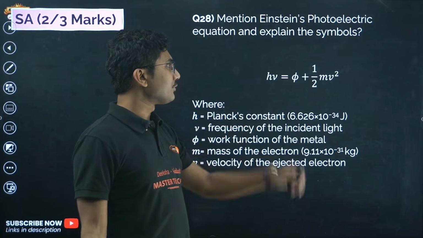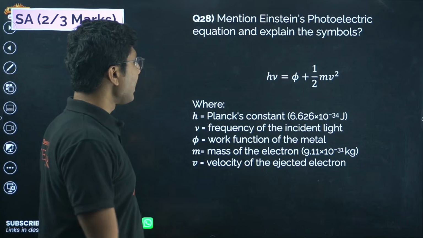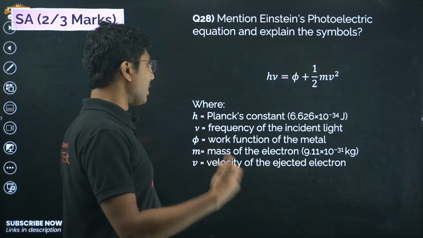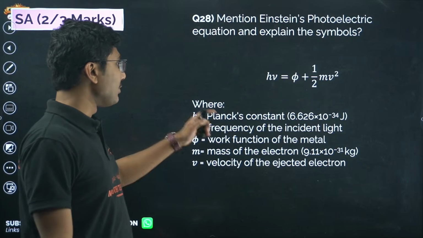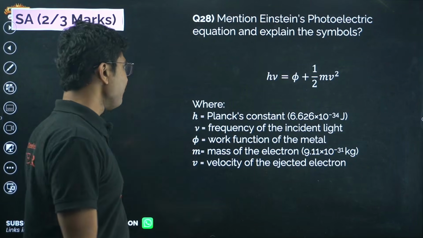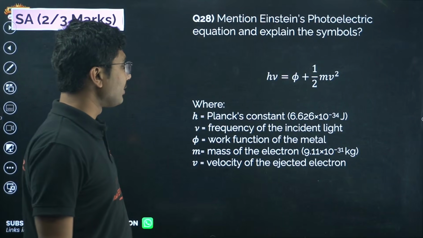Next, mention Einstein's photoelectric equation and explain the symbols. So h nu equals phi plus half m v square. h is Planck's constant, nu is frequency, phi is the work function of the metal, m is the mass of the electron, v is the velocity of the ejected electron. These are very common.